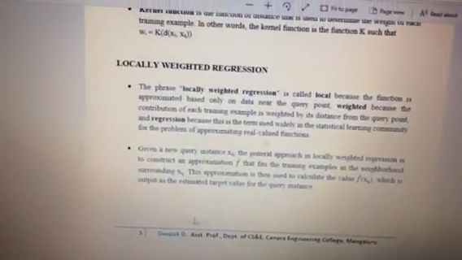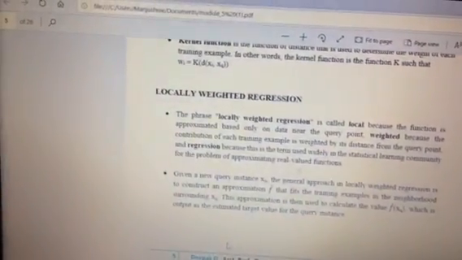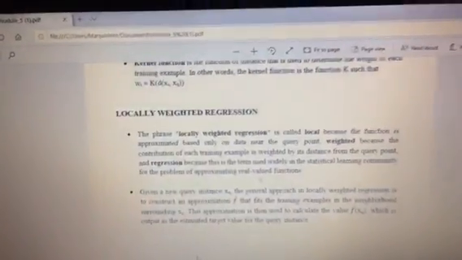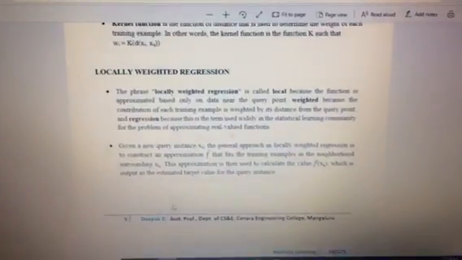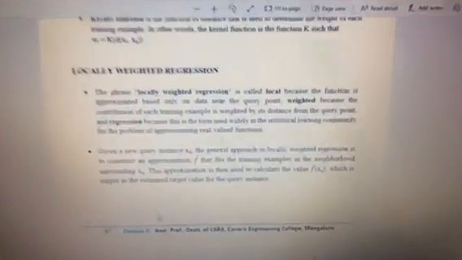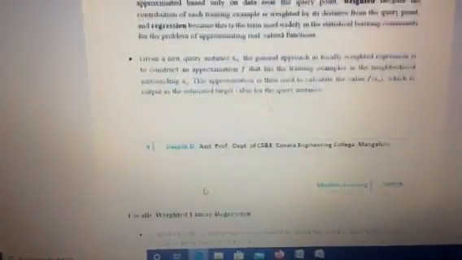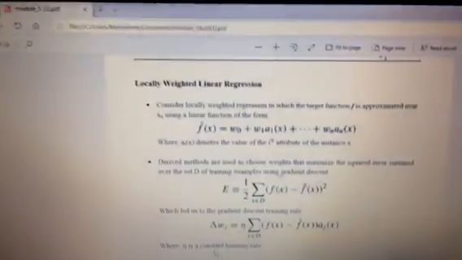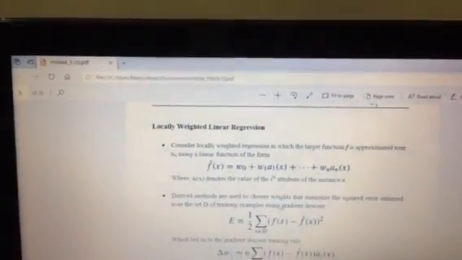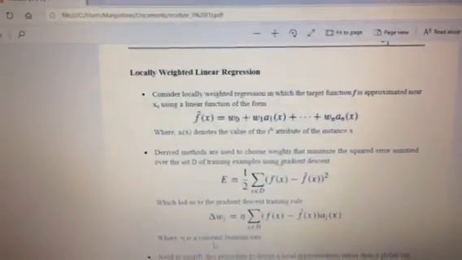The meaning of this is, here we are going to consider the query point. The predicted function, or the approximated function, is denoted by f cap of xq, where xq is the query point. So here we are going to consider locally weighted regression, in which the target function is f cap of x. The f cap of x indicates that it is a predicted value.